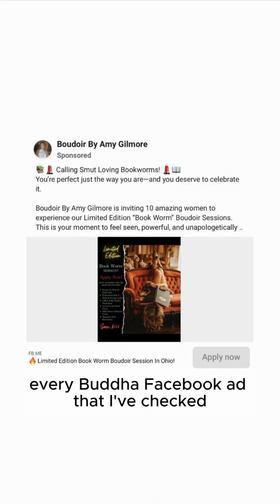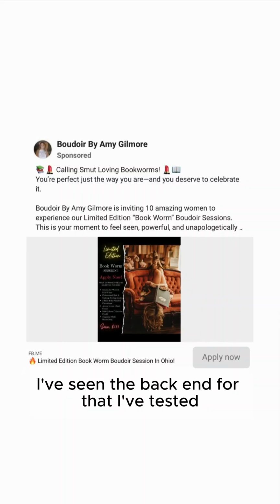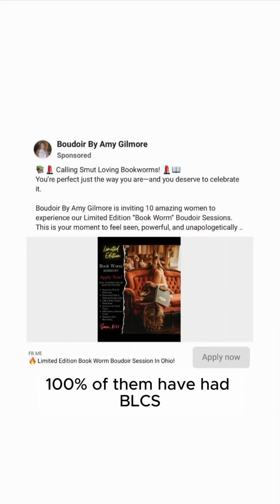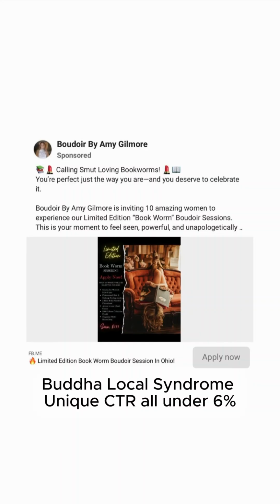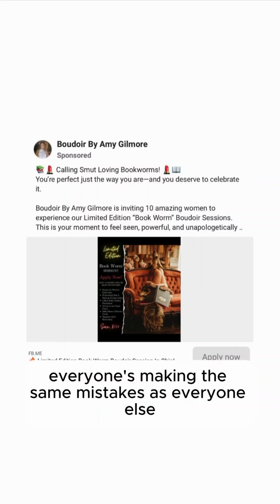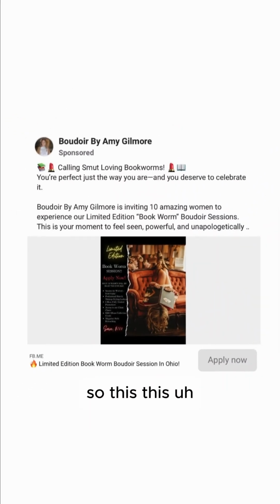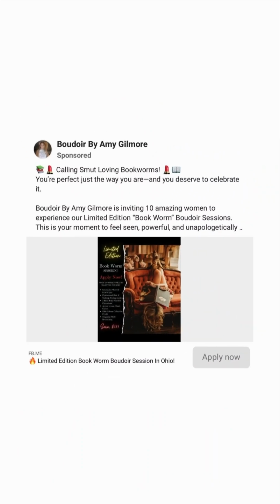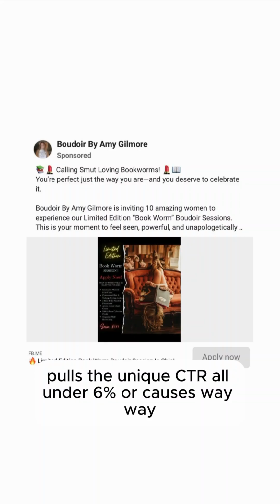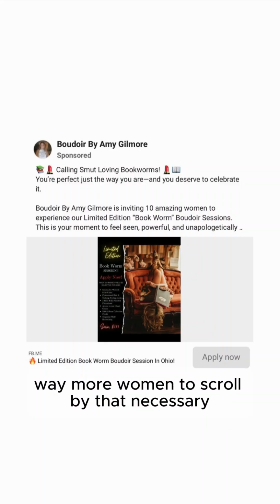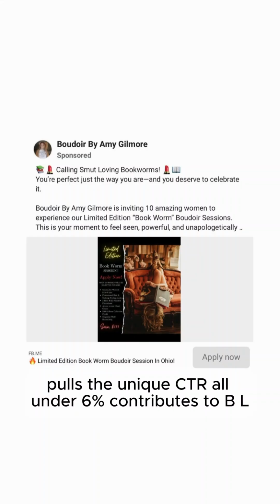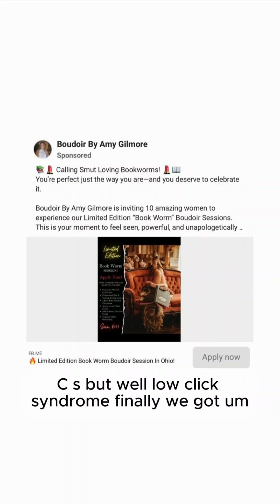Well, every Boudoir Facebook ad that I've checked, that I've seen the back end for, that I've tested, 100% of them have had BLCS, Boudoir low click syndrome, unique CTRL under 6%, because everyone's making the same mistakes as everyone else. So this looks like an ad mistake, causes way more women to scroll by than necessary, pulls the unique CTRL under 6%, contributes to BLCS, Boudoir low click syndrome.